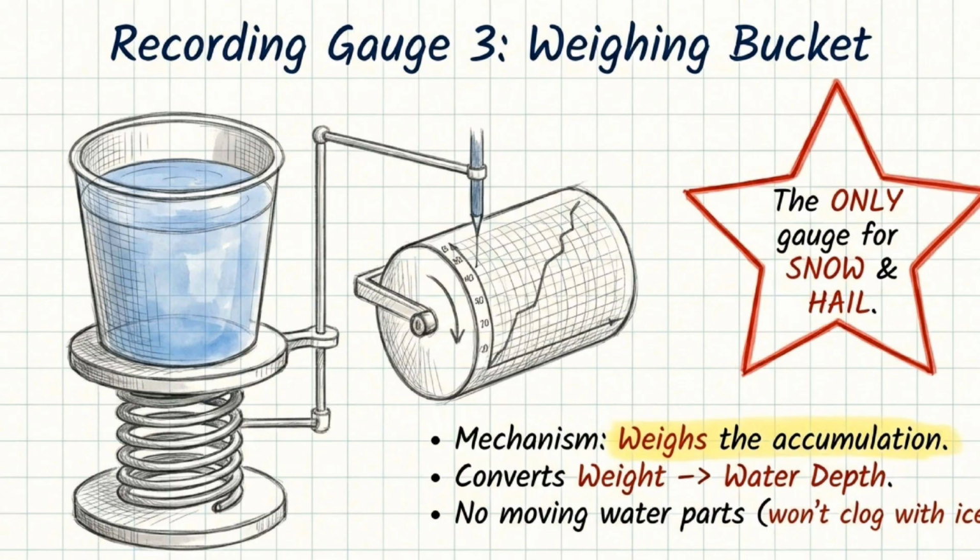One important advantage of this rain gauge is that it does not have moving water parts like tipping buckets or siphon tubes. Because of this, it does not get clogged by ice. That is why the weighing bucket rain gauge is the only rain gauge suitable for measuring snow and hail. So remember the idea simply: rain collects, weight increases, pen records, weight converted to rainfall depth.